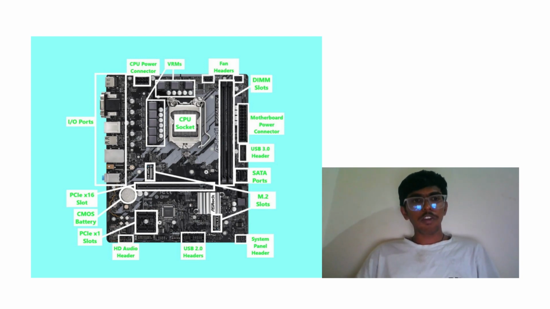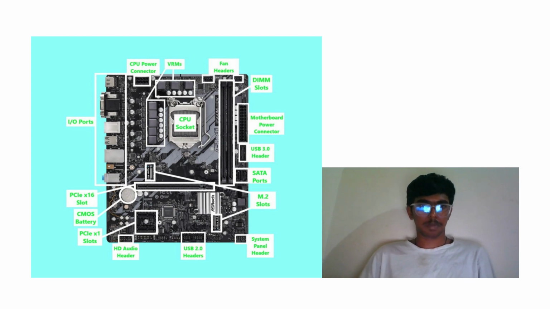The number after PCIe x indicates the number of data lanes that the slot has. The more data lanes, the higher the performance. So the PCIe x16 slot has 16 data lanes, while the PCIe x1 has only one. While installing an expansion card, it's important to choose the right slot that matches the card's requirements.